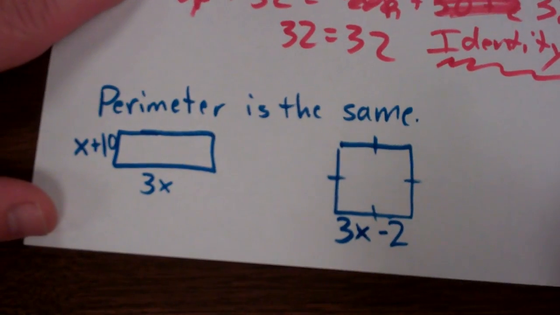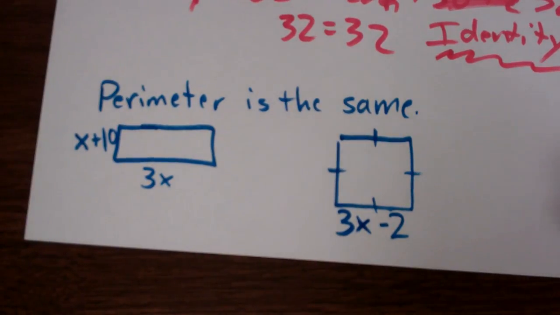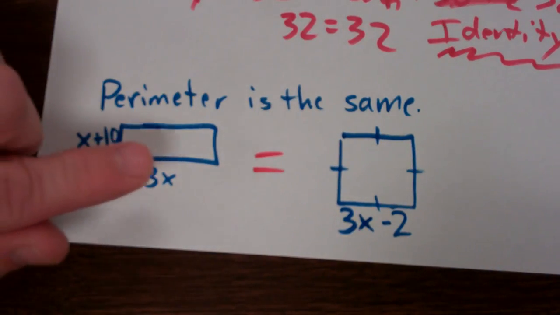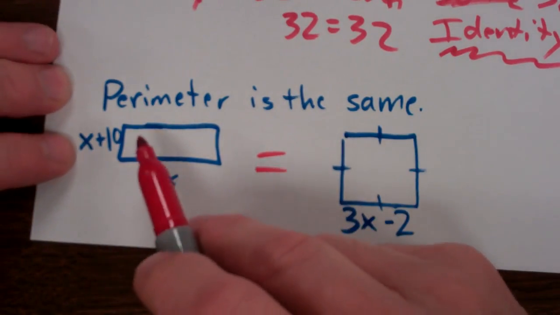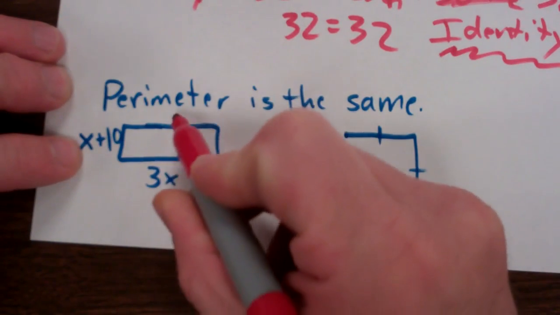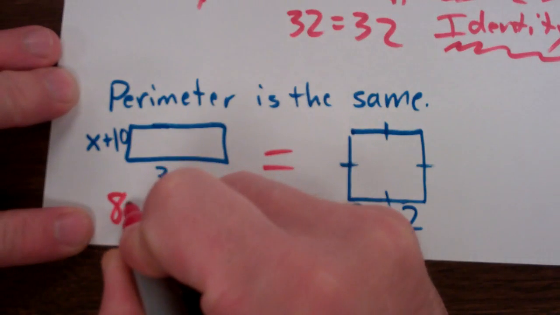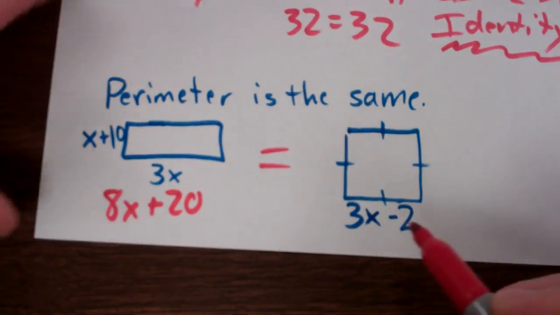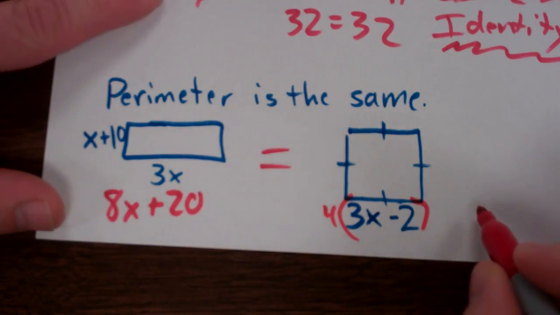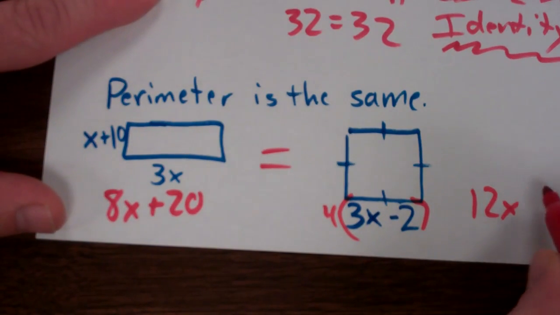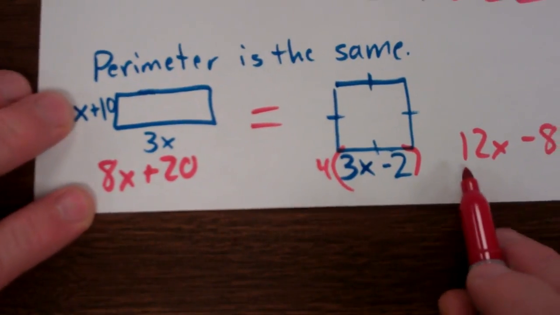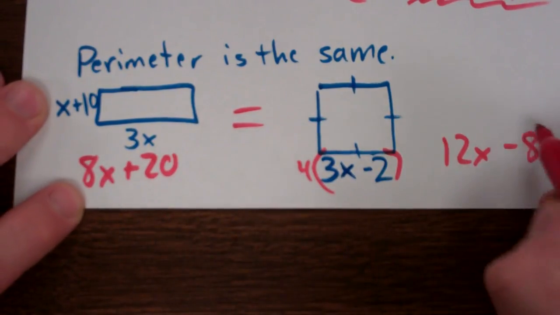And so I want to do one story problem. If they ever tell you something like the perimeter is the same, what they're telling you is that is an equation, right? The perimeter of this one equals the perimeter of this one. So I would have x plus 10, that'd be 2x plus 20, plus another 6x would be 8x plus 20. Here I have 3x minus 2, and I have 4 of those sides, right? So that'd be 12x minus 8, and I have these two as equal. So variables on both sides.